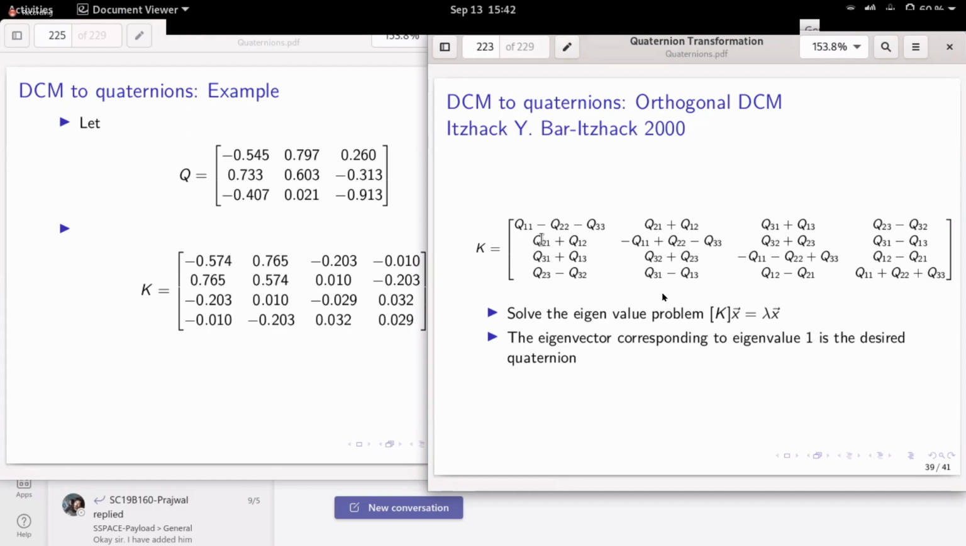So for the first component, at least you can try whether this is right. Using this expression, Q11 is minus 0.545, minus Q22 is minus 0.603, minus Q33, so it is plus 913. If you compute that, I hope you will get minus 0.574. Do you get that?